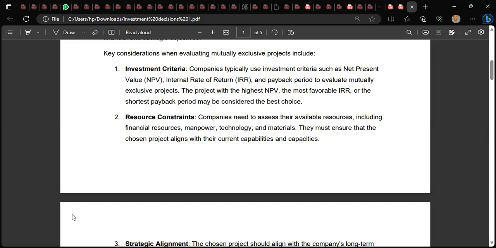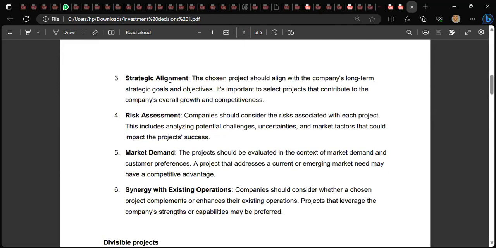And then, of course, strategic alignment. These are the non-financial aspects that you must consider when deciding whether or not to take a project, right? The project should align with the company's long-term strategic goals. At the end of the day, the fact that a project is making a profit does not necessarily mean you should go for that project. It must align with the long-term strategy of the company. You must make sure that it aligns. Okay, and then risk assessment.